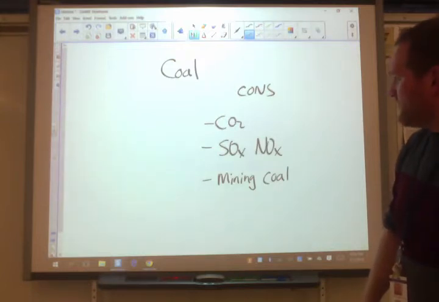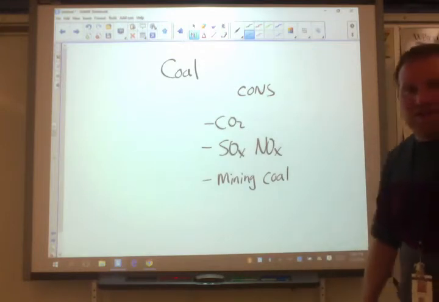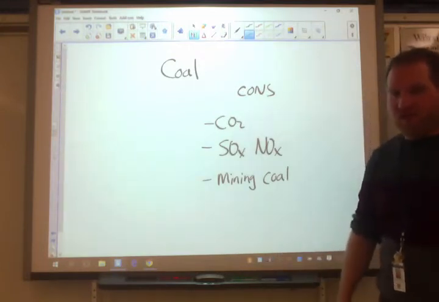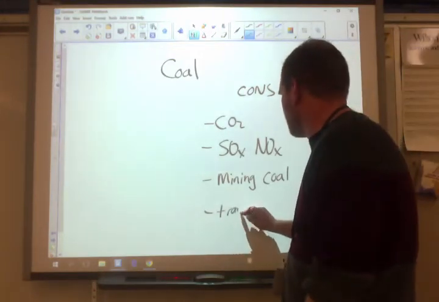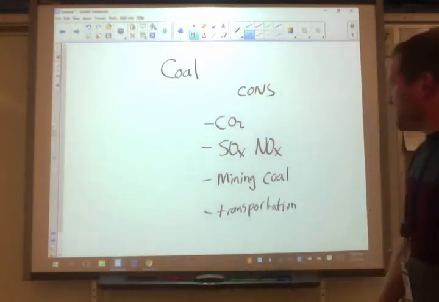See what else I can say for coal. There is a high cost of transportation because it's not liquid or gas, so you can't transport it through a pipeline. You have to put it on a train or a truck and ship it. So I'll say transportation. So there's a lot wrong with coal.